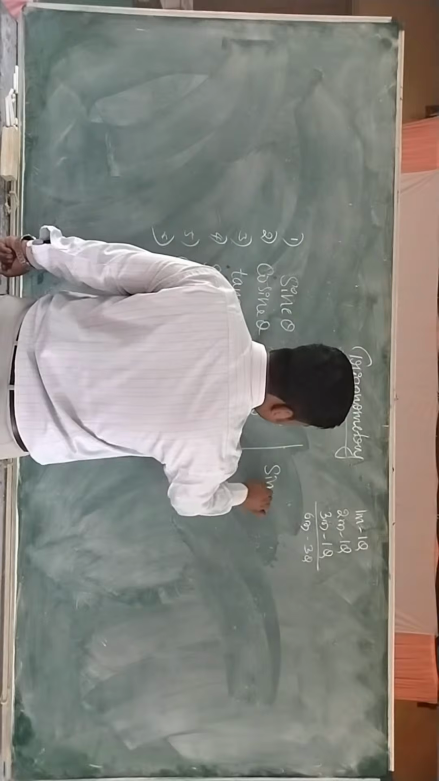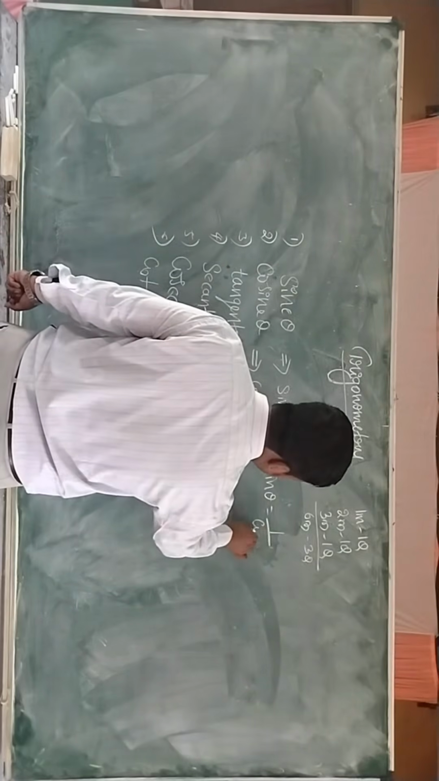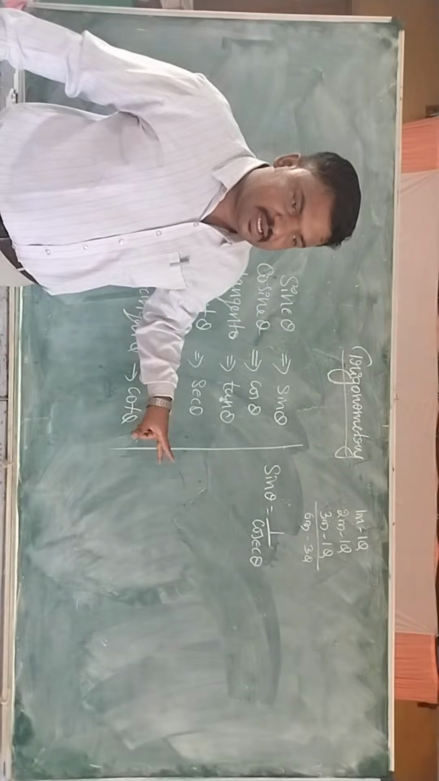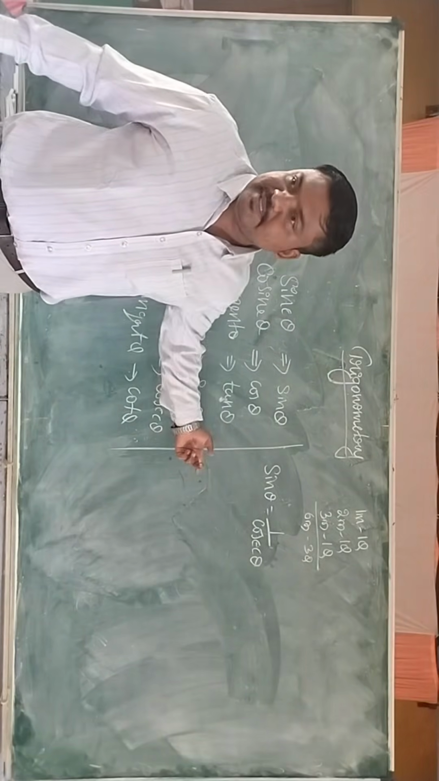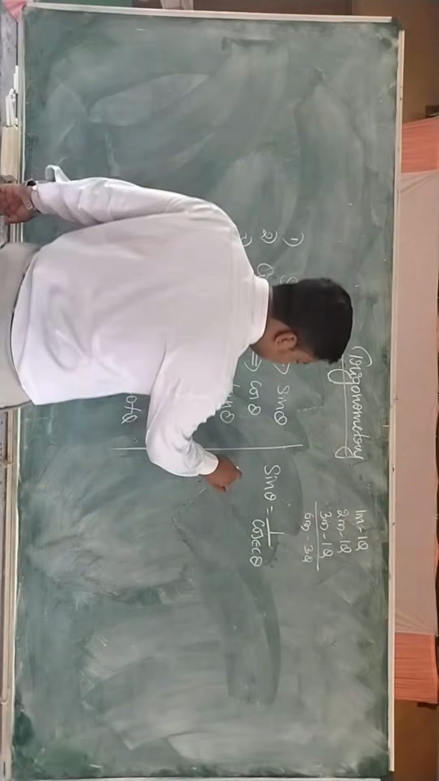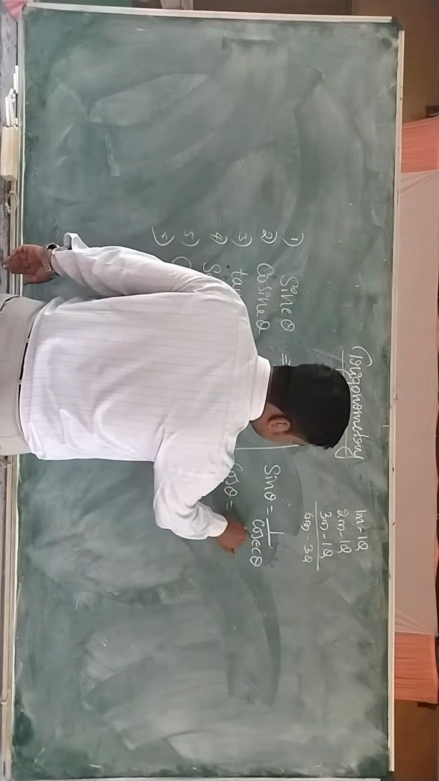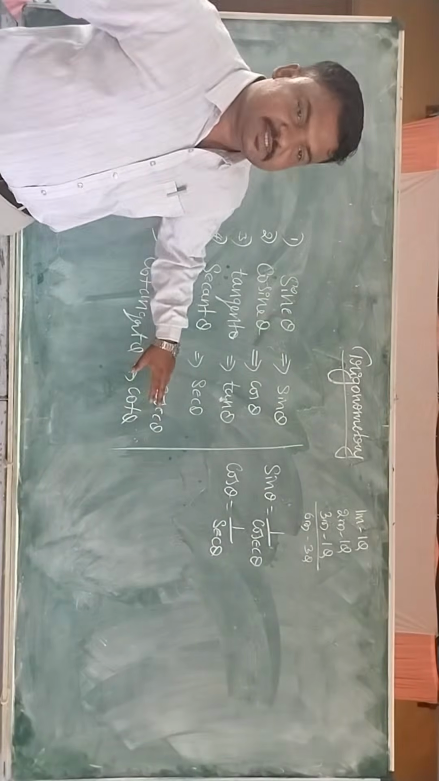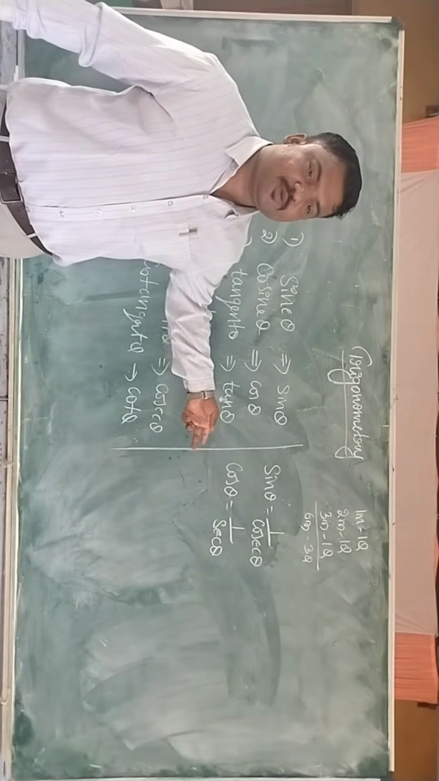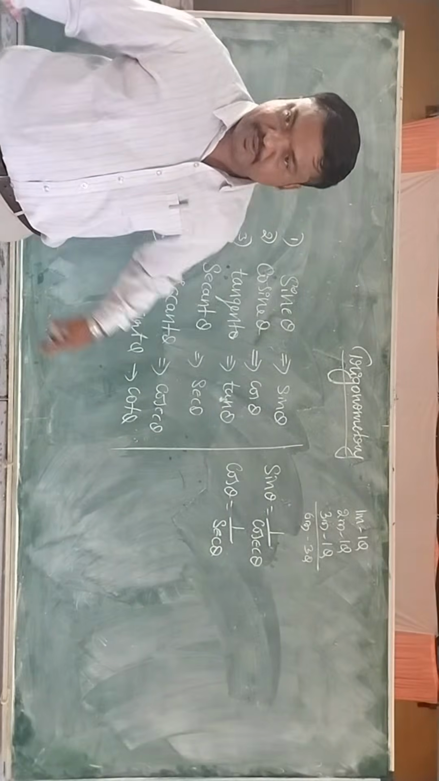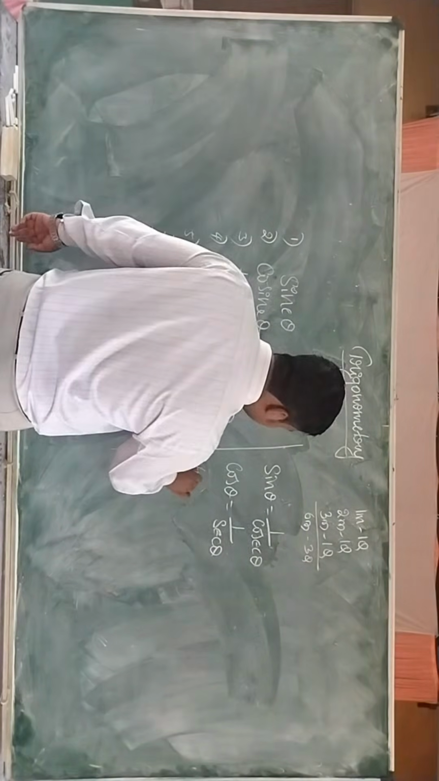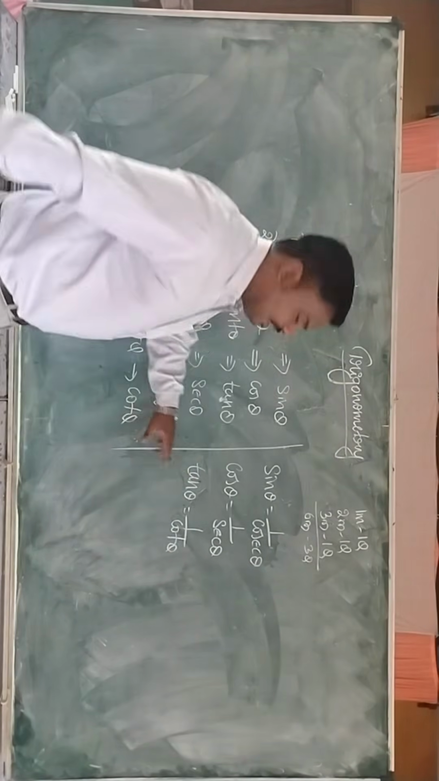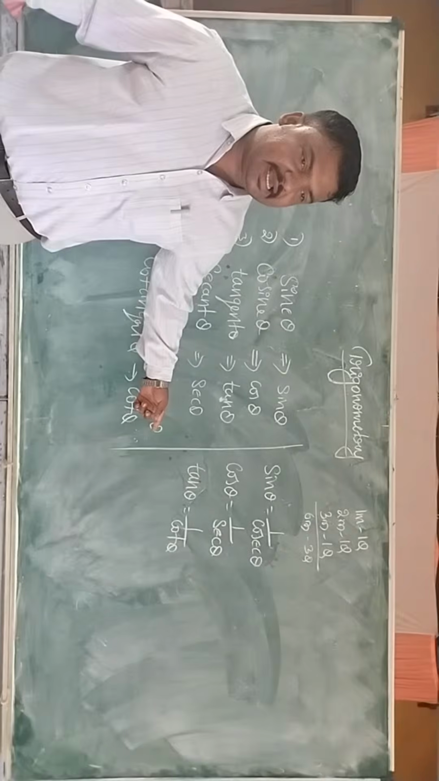Reciprocal trigonometric functions. Sin theta is the reciprocal of cosec theta. Vice versa, cosec theta is reciprocal of sin theta. Similarly, cos theta is the reciprocal of sec theta, and sec is reciprocal of cos, vice versa. Tan theta is reciprocal of cot theta, and cot is reciprocal of tan.